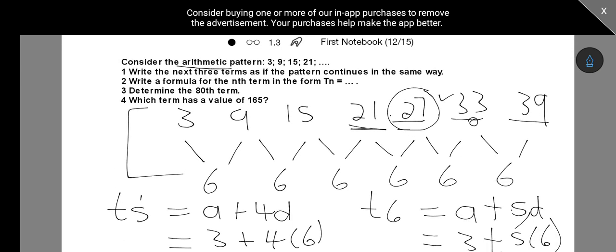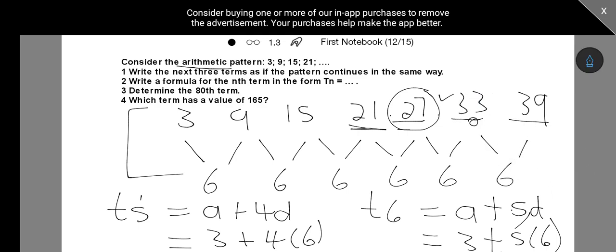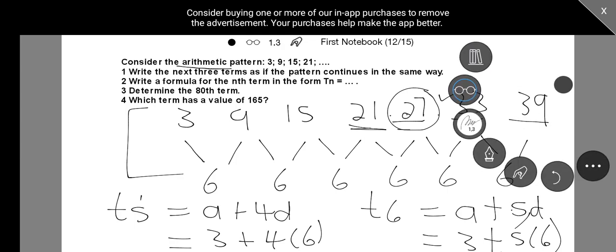It says, write a formula for the nth term in the form Tn equal to. Remember we have said that when the examiner says nth term, it is the same as saying find the equation of the arithmetic sequence. Nth term, general term, expression of the nth term. That means the same thing. So we are going to write it.